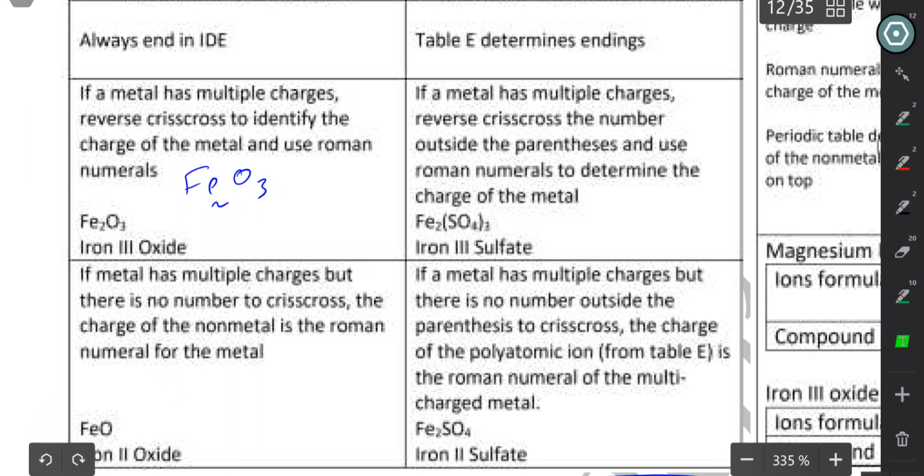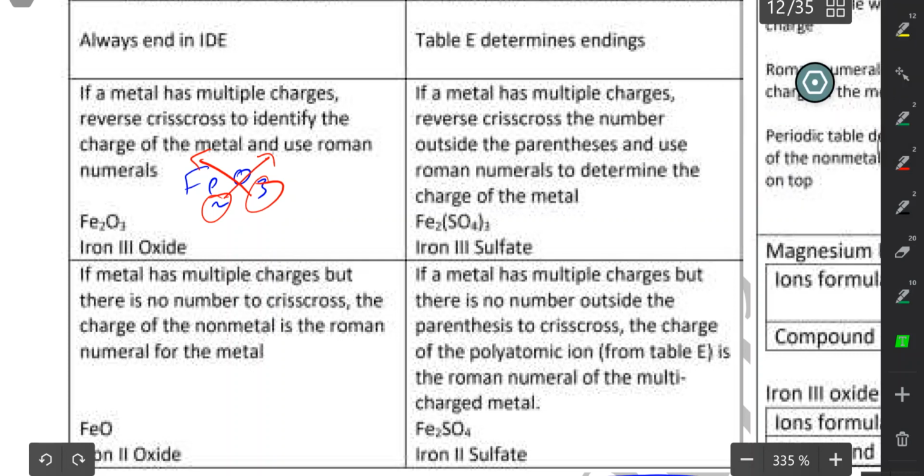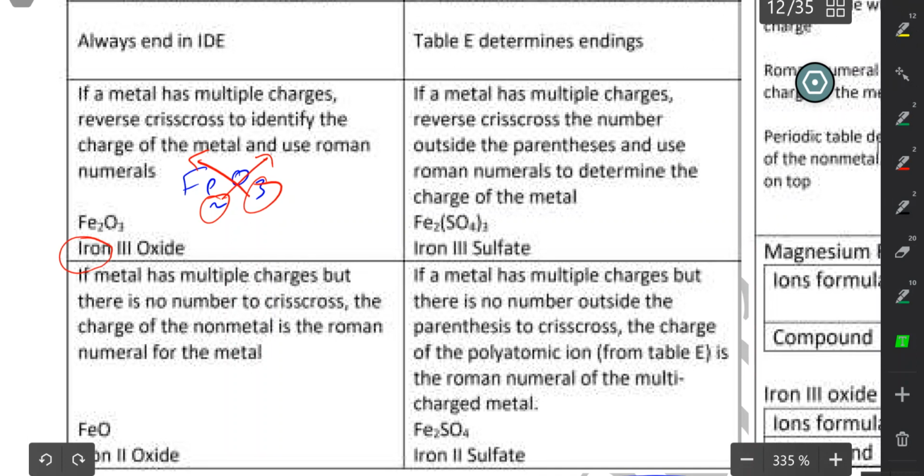So to identify the charge of iron in this case, I will reverse crisscross. I will take my 3 and crisscross it up this way, and I'll take my 2 and crisscross it up that way. So what does that tell me? That tells me that the name is iron, Fe for iron, and 3 is the Roman numeral that represents the charge of iron, which I just identified by reverse crisscrossing. Then oxide. Notice I don't have to write a Roman numeral for the nonmetal. Nothing. You'd never do it. Don't do it. Okay, so just iron(III) oxide.